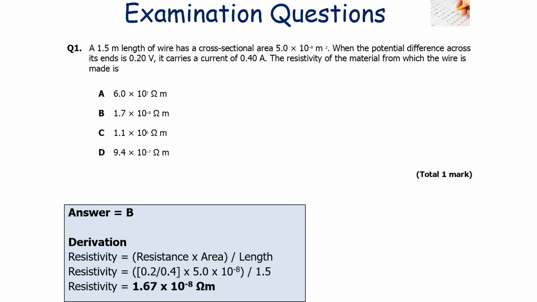Right, the answer for this one is B. The reason for this is we know resistivity is equal to the resistance times by the area over the length. Now, in this question, you aren't given the resistance, but you are given the current and the potential difference. You've then got to remember that resistance is potential difference over current. So you've got that value for resistance. You can then multiply it by the area, which is given in the question. You then divide it by the length, which once again is given in the question. So you get an answer of 1.67 times 10 to the minus 8 ohm meters.